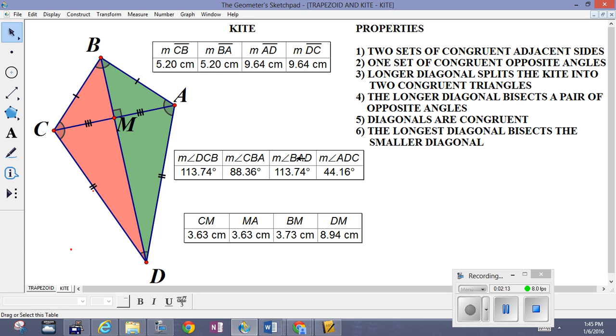It would also indicate that the two angles up here at B and the two angles down here at D are likewise congruent. As we showed, you could flip the green triangle into place, into the red triangle, which would illustrate these angles up here at B, both equal, and the angles down here at D, both equal. So then that picks up another property for us. The longest diagonal bisects the opposite angles. So the longer diagonal bisects a pair of opposite angles is yet another property.